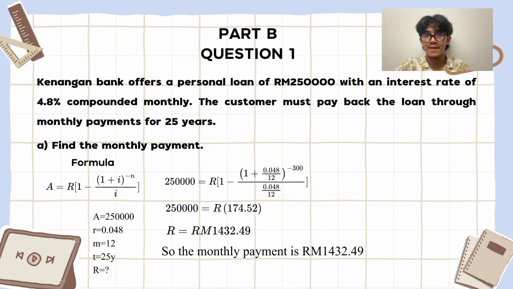Now I will explain how we find the monthly payment for this loan question. Penang Bank offers a personal loan of RM250,000 with an interest rate of 4.8% compounded monthly. The customer needs to pay back the loan through monthly payments for 25 years. To solve this, we use the annuity formula. First, we convert the yearly interest rate to monthly. Next, we calculate the number of payments over 25 years. n equal to 25 times 12 equal to 300. Now we substitute everything into the formula. So the monthly payment that the customer must pay is RM1432.49.